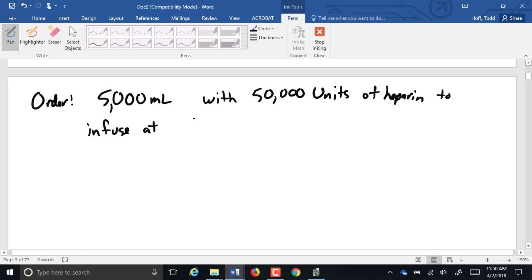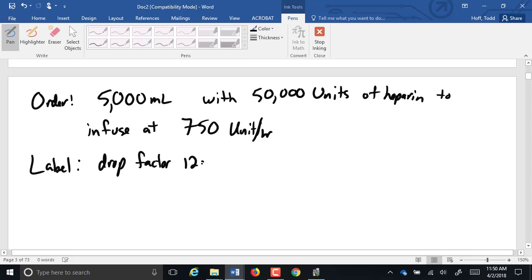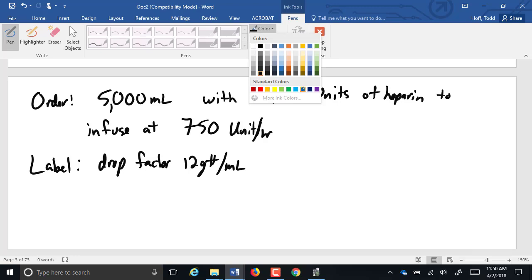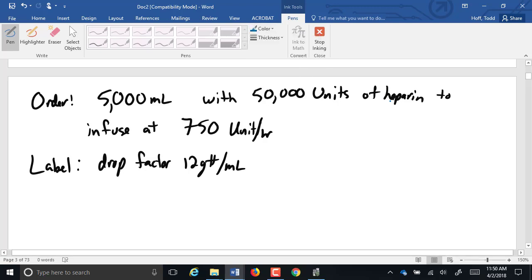at 750 units per hour. Let's say on our label, we've got a drop factor of 12 drops per milliliter. Now, just for the record, by the way, units are not something we will use on the exam itself, but you might end up with grains coming up or something like that. So you do need to be able to convert between strange units that we might run into.